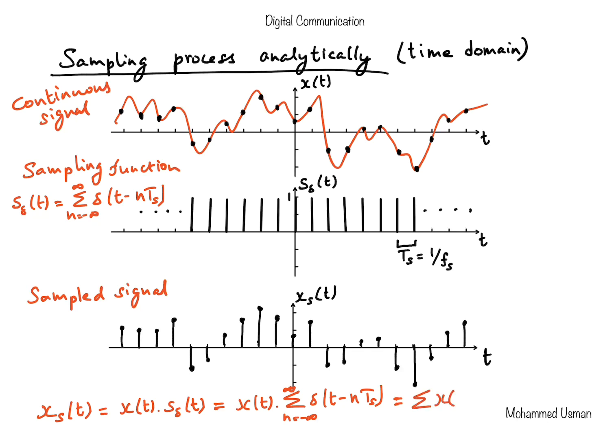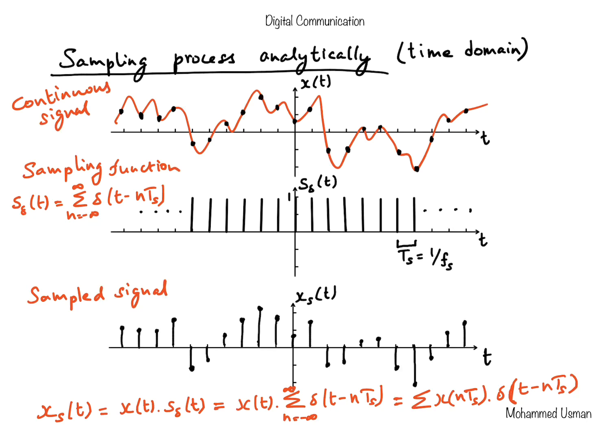which is simply equal to the summation of x of nTs multiplied by delta of t minus nTs. So that becomes our representation or notation for the sampled signal in the time domain.